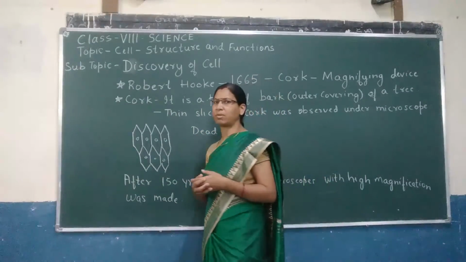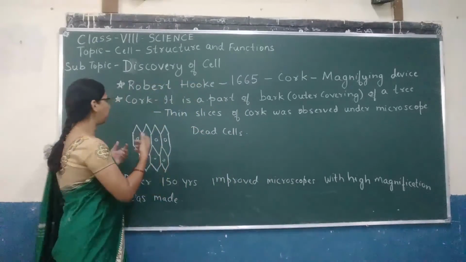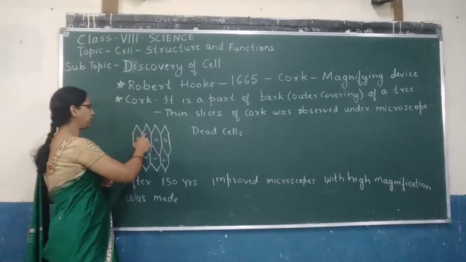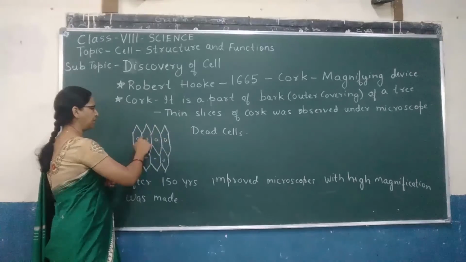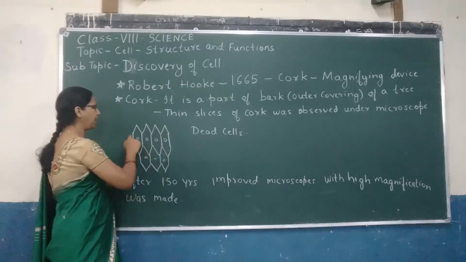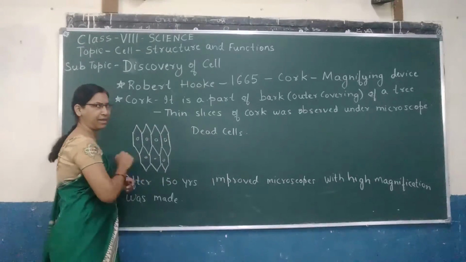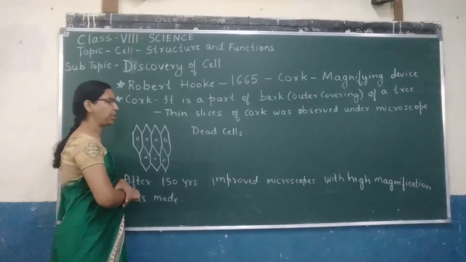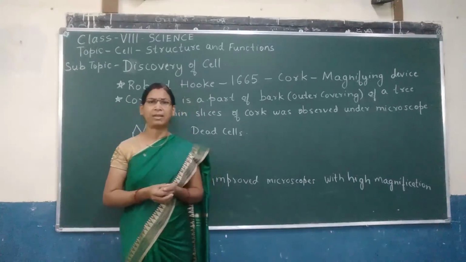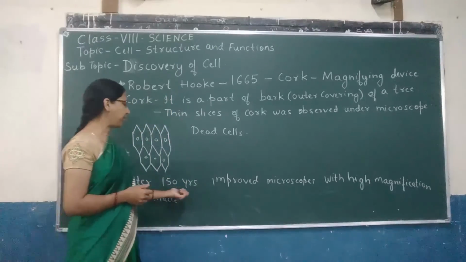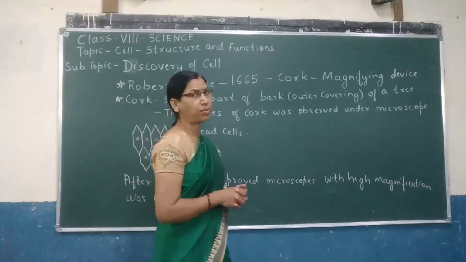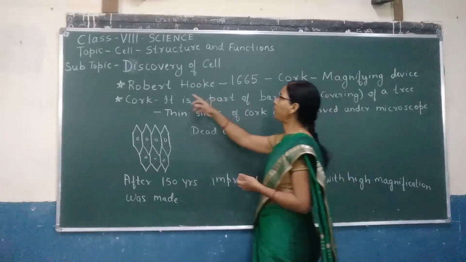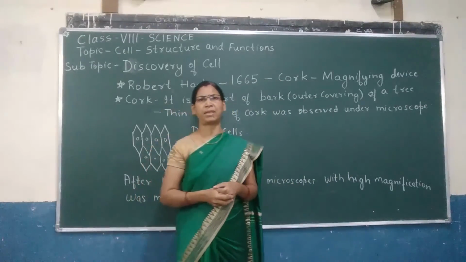At that time microscopes were not there. So what he observed was something like this. It looked like a honeycomb compartment, and each one was separated by walls. These are the separations. So he called each compartment a cell, and he also observed that these were dead cells, because at that time microscope was not there. Then later, that is after 150 years or so, improved microscopes with very high magnification power were made, and this is how the discovery of cell took place.